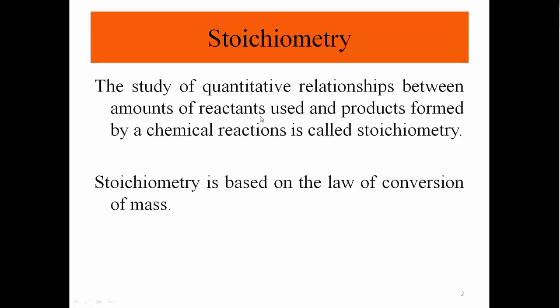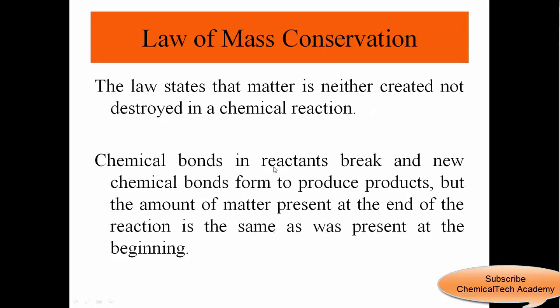So the amount of reactants consumed or used, and the products formed or produced. Stoichiometry is based on the law of conservation of mass. The law states that matter is neither created nor destroyed in a chemical reaction. So it means that the mass of the total amount of material is not changing during the chemical reaction.